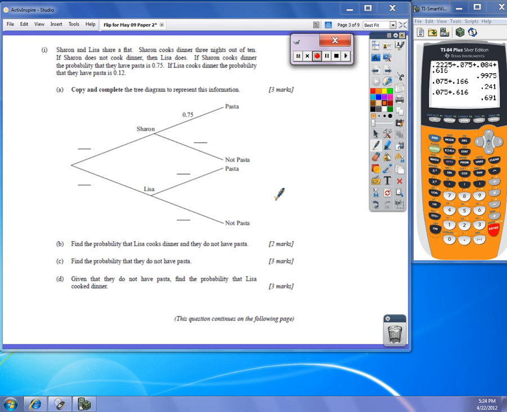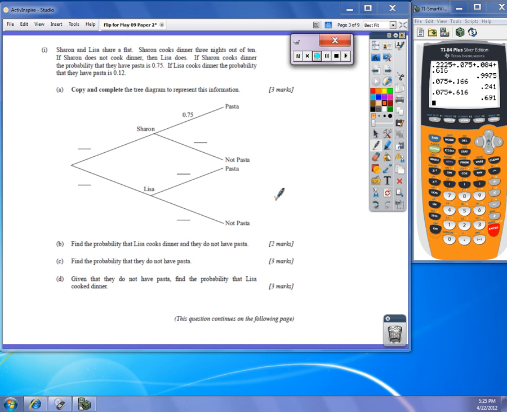This is the May 2009 question number 2 on paper 2. We have another tree diagram with probability. This looks just like the one that we had on the May 08 paper, so we've got a little pattern going here. Sharon and Lisa sharing a flat.